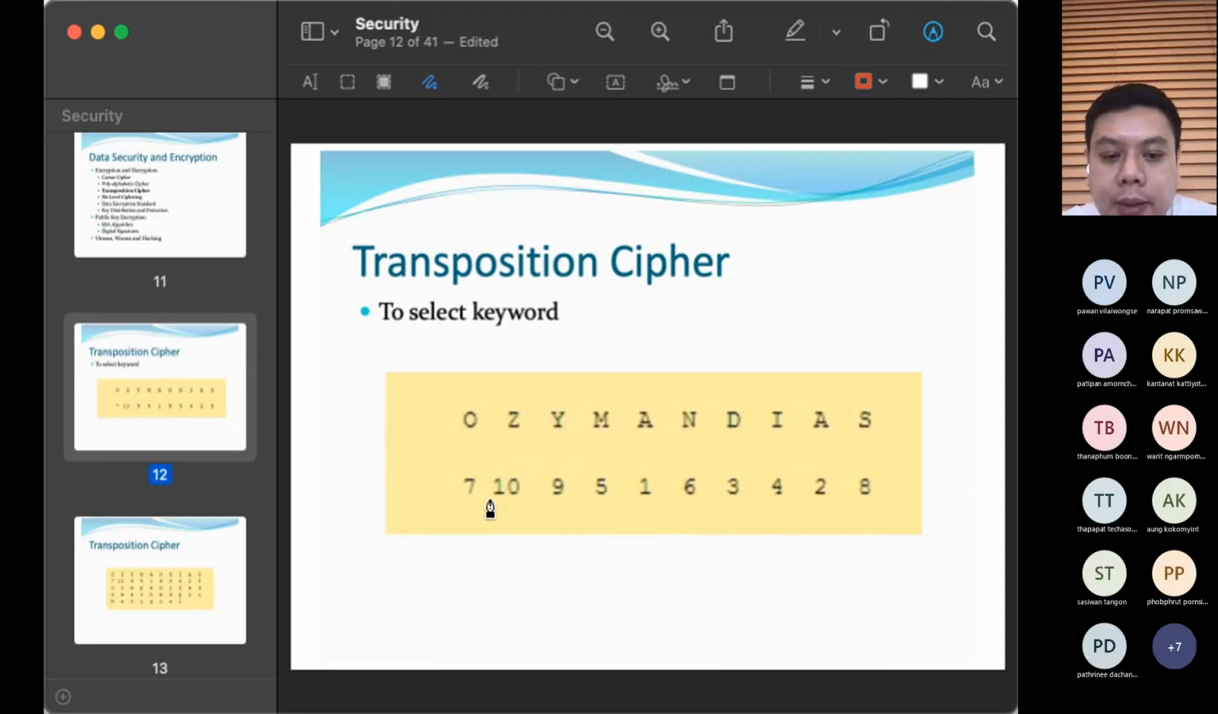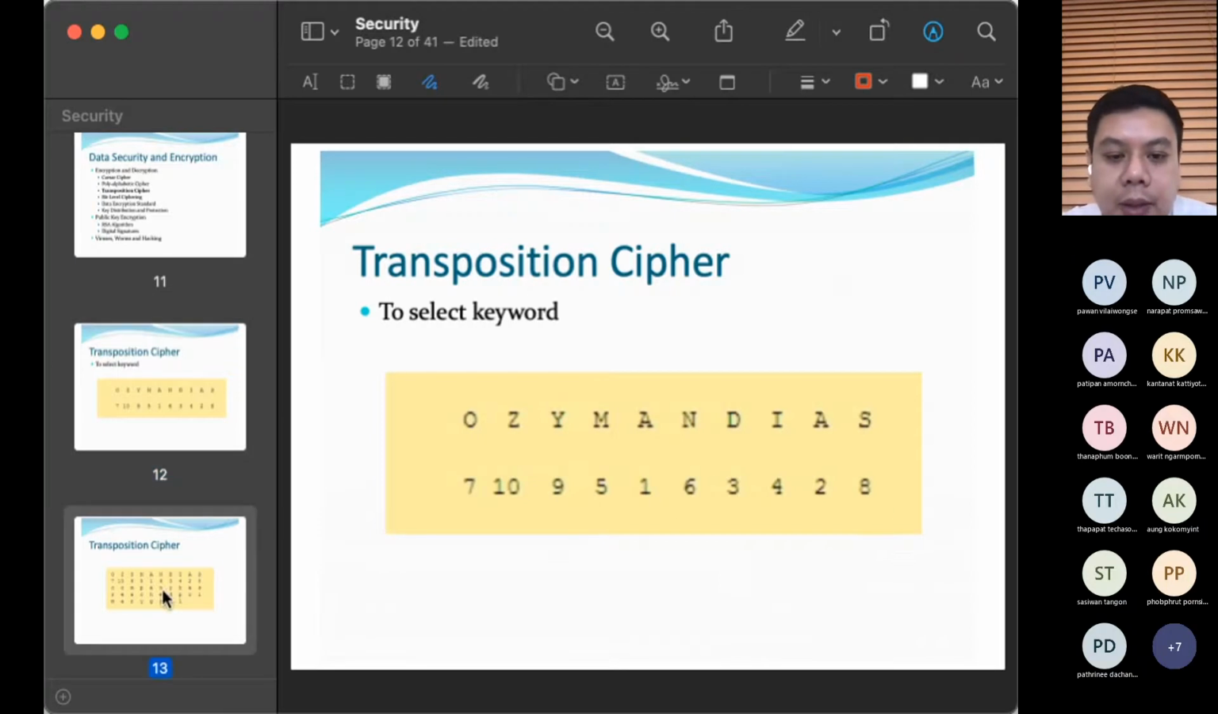Do we have A? We look at the A. This is number 1. Do we have another A? This is number 2. And we scan: is there any B? No. Any C? No. Any D? Oh yeah, D, number 3. Like that, and go on. So we're gonna have the numbers 7, 10.